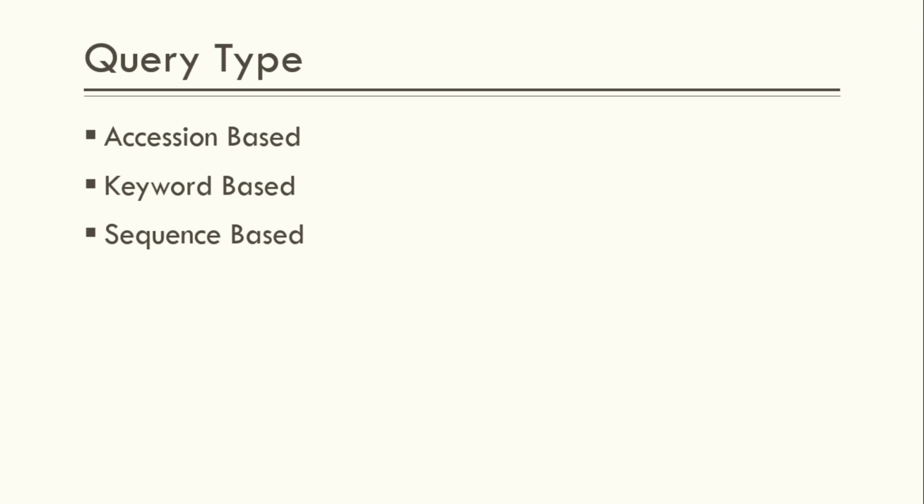SSN based means once you have been given the SSN number, you already know that the SSN number is a unique identifier for any particular sequence which is hosted in the biological databases. The SSN number is unique, so it doesn't matter whether billions or trillions of sequences are there in the database. Your sequence will be uniquely retrieved once you have the SSN number.